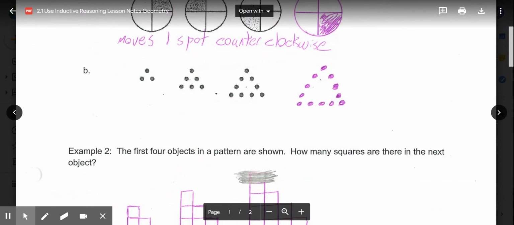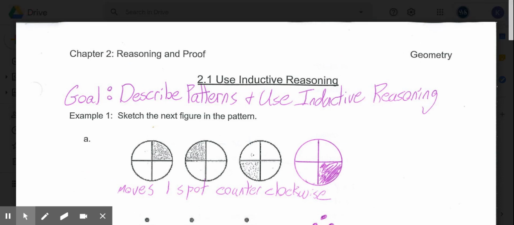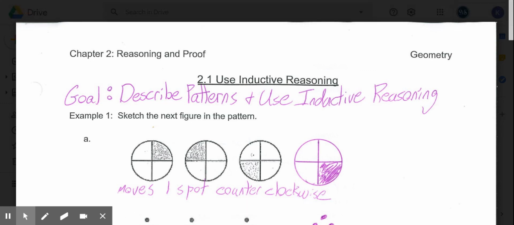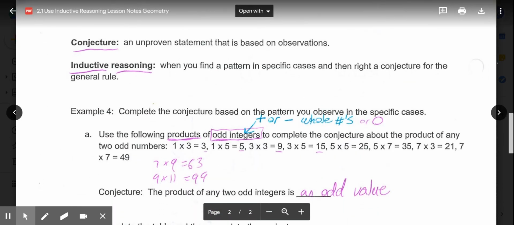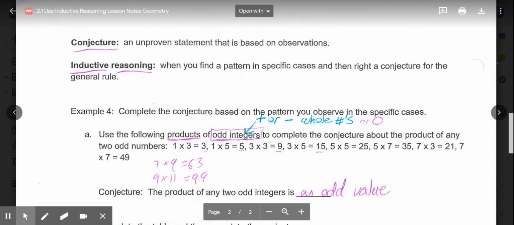correct problem page numbers. But the key idea for today, and the idea behind inductive reasoning, is that inductive reasoning is based on that idea of patterns and can be simply defined as when you find a pattern in a specific case, and then you write a conjecture for the general rule.